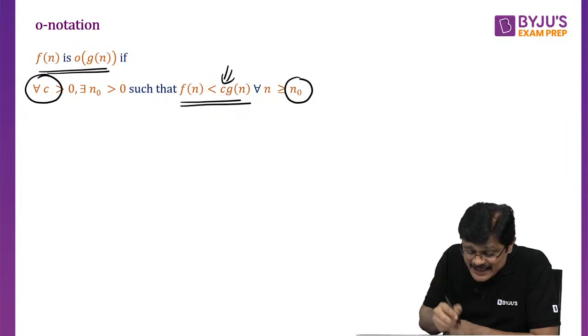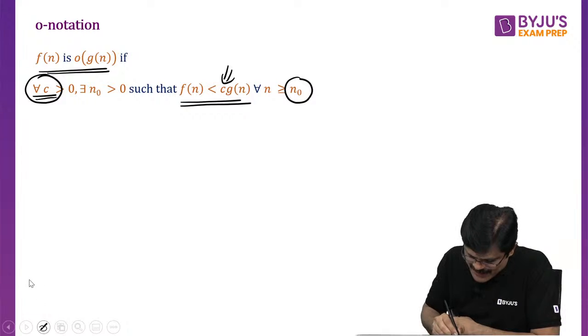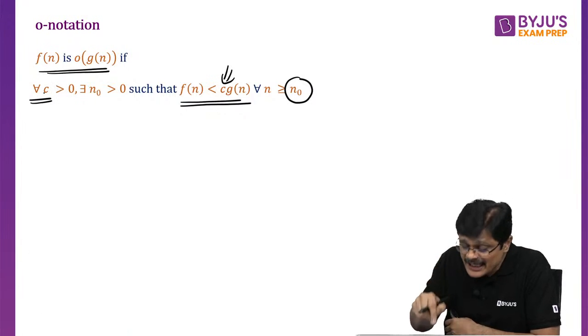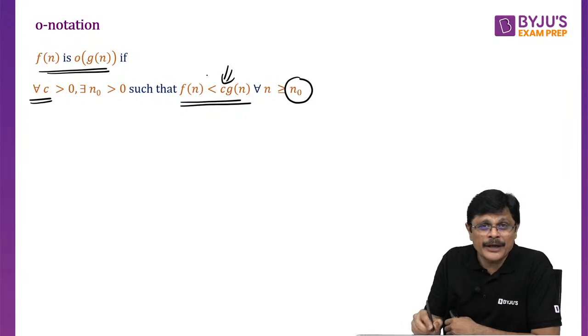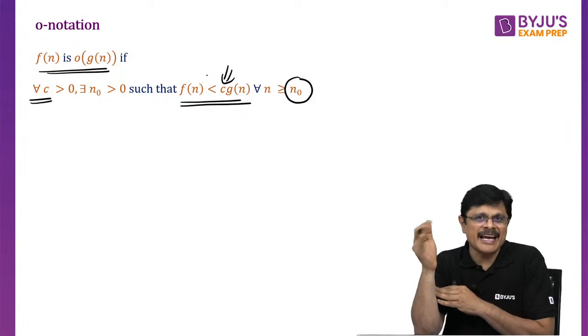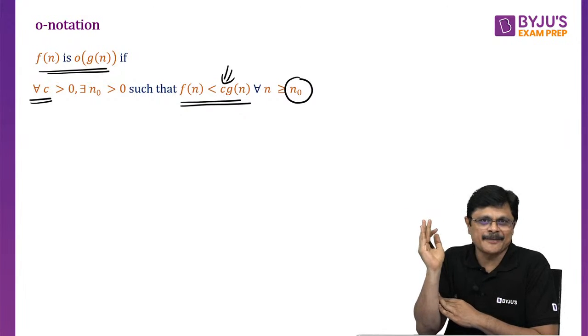So, this is very important. People misunderstand this definition. Please take this carefully. For every C, you have to prove this condition. It's not one C. Okay? So, Gn dominates Fn here. Strictly dominates Fn. Am I clear?